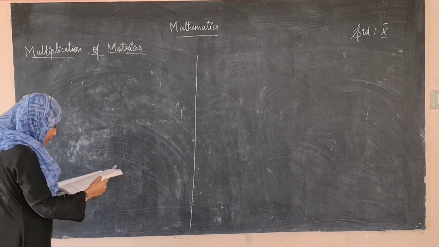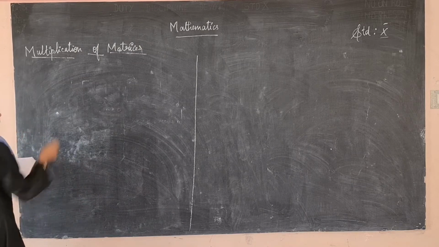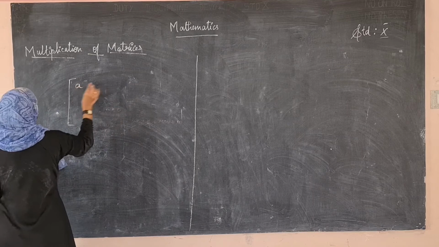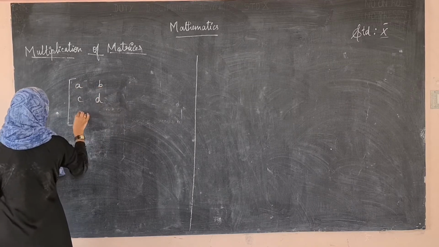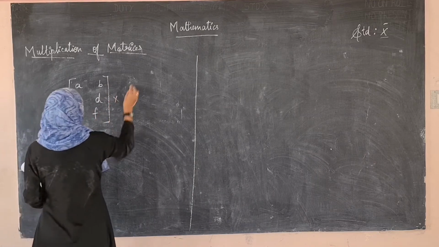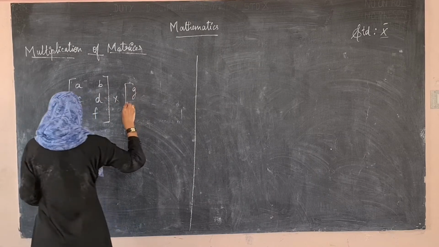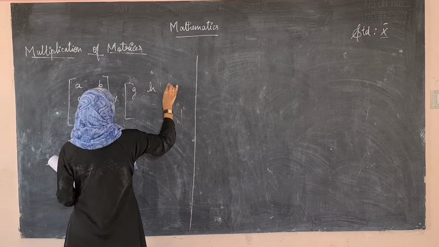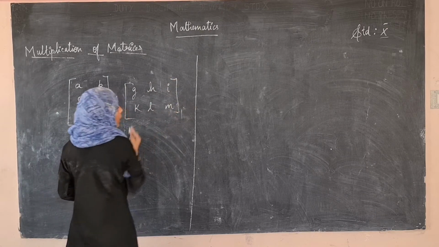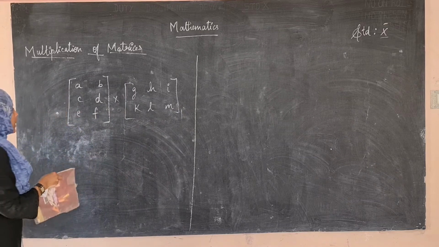Now we are going to see the properties. So before that, how are we going to do the multiplication? See here, the matrix A, B, C, D, E and F should be multiplied with a matrix G, H, I, K, L, M. Okay. Now I will tell you how we are going to proceed with the multiplication.